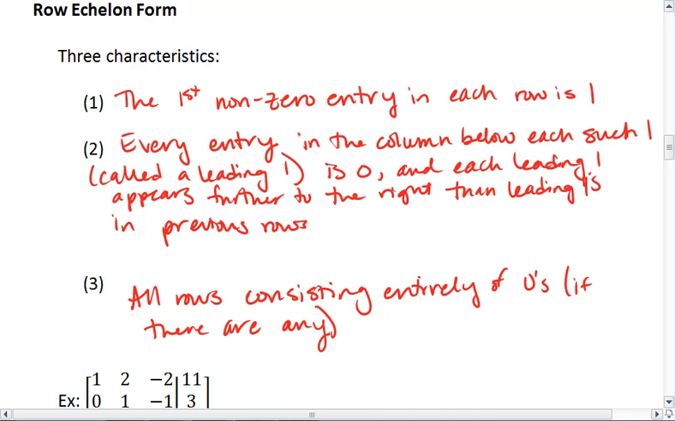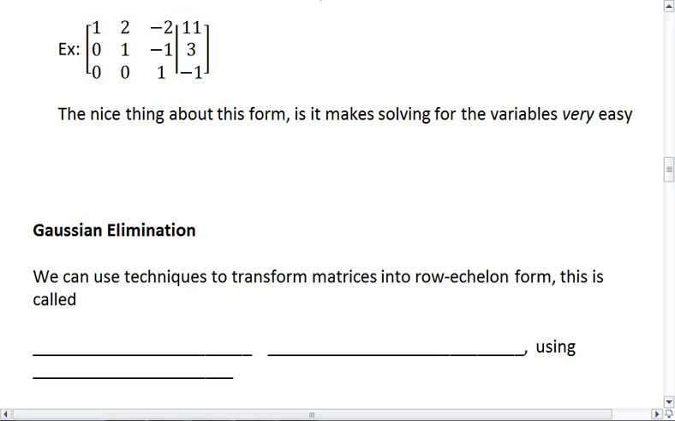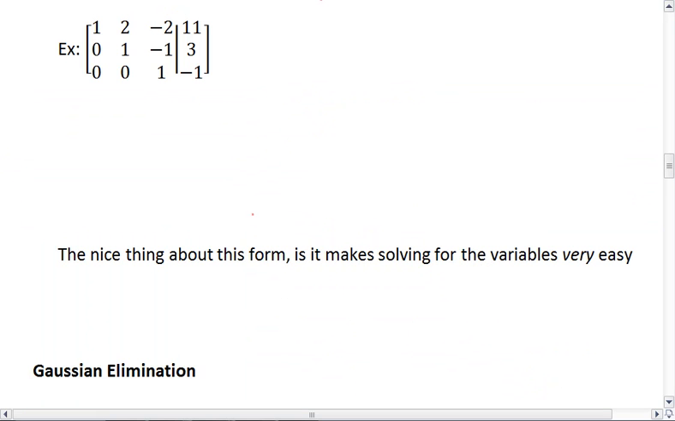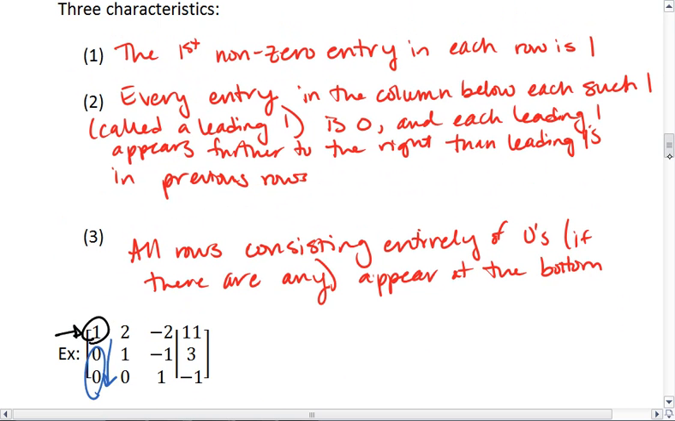So all rows consisting entirely of zeros, if there are any, appear at the bottom. I know this seems like a lot, and it's going to be clear once we look at an example. So the example I gave you is what you see here, where notice the first row, the first number is a 1. Every number below that is a 0. So that meets the first two characteristics.